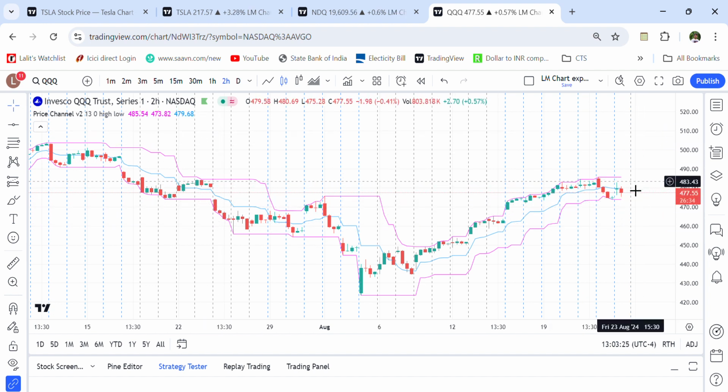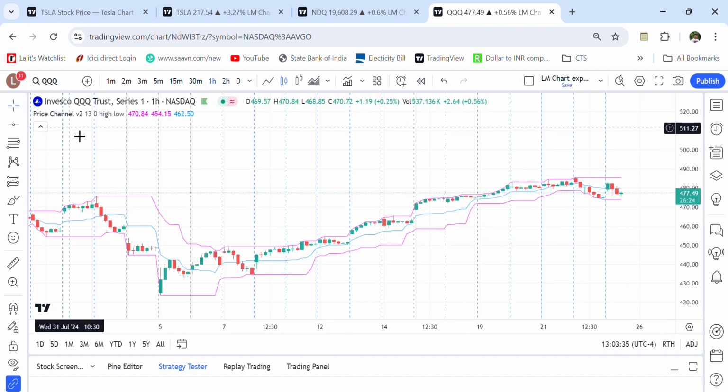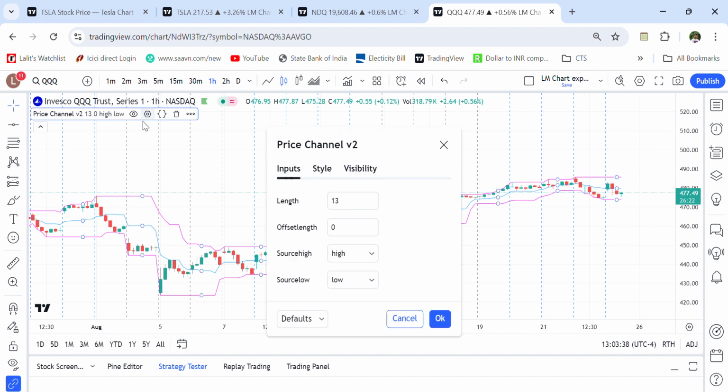Now this was all I showed you in the 2 hours chart. Now let's start reducing our time frame in the candles. Now let's go to 1 hour candles. If you go to 1 hour candles for 2 days, what would be the period? For 2 days, the period will be 13.